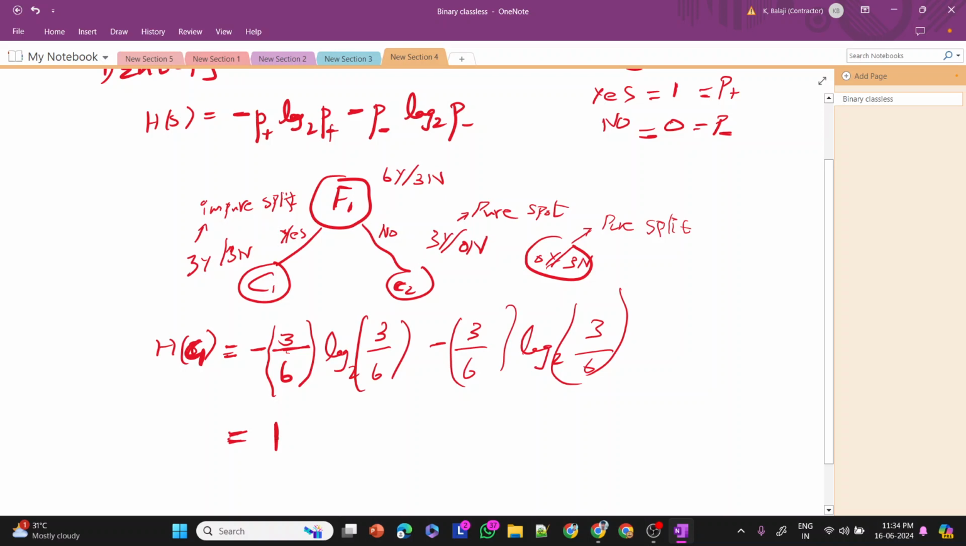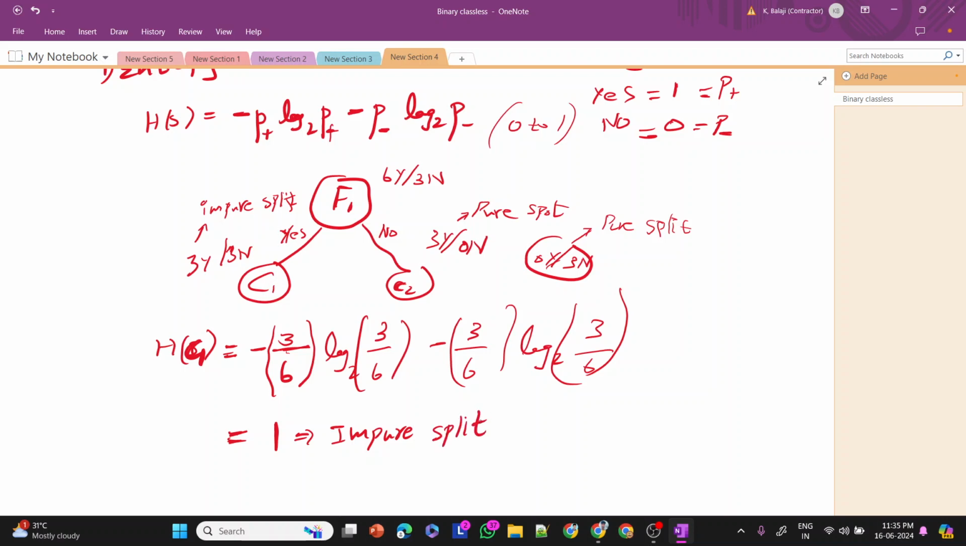The maximum value of entropy is 1. Whenever we compute entropy, it will range between 0 and 1. Here we are getting 1 as an output. Whenever we get a higher value, it means it is a 100% impure split. Here we are getting 1, so this is a 100% impure split.